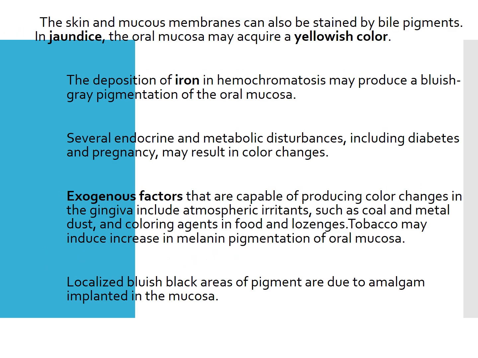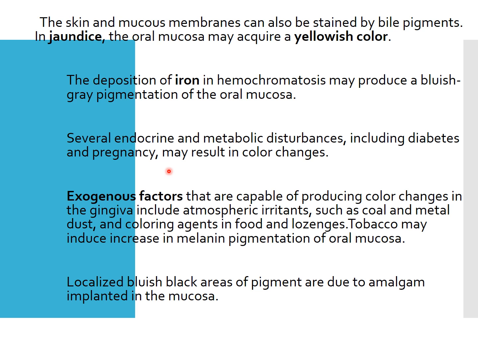Coming to the bile pigments, an increase in bilirubin can be seen in jaundice. Then the oral mucosa may acquire a yellowish color, and the deposition of iron in case of hemochromatosis may produce a bluish gray pigmentation of the oral mucosa. Moreover, several endocrine and metabolic disturbances such as diabetes and pregnancy may also result in color changes.